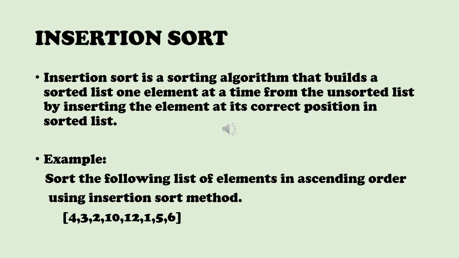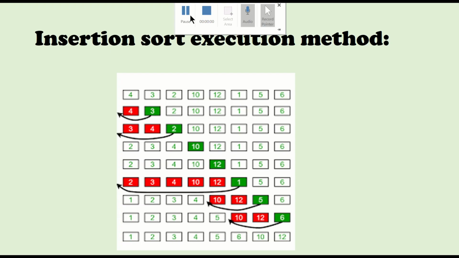We are going to arrange the list of numbers in ascending order using the insertion sort algorithm. Now take a look at this. We are going to sort the list of elements 4, 3, 2, 10, 12, 1, 5, 6 using the insertion sort method. What is insertion sort? Inserting the element in the appropriate position.